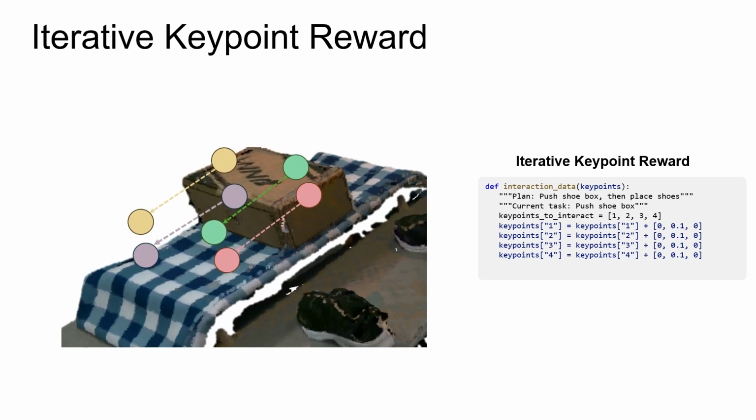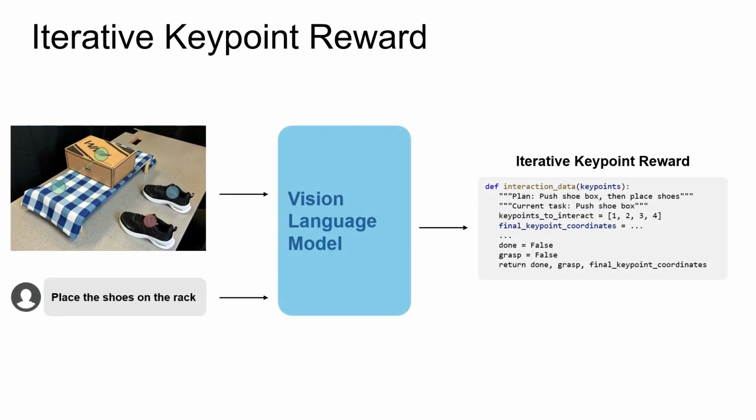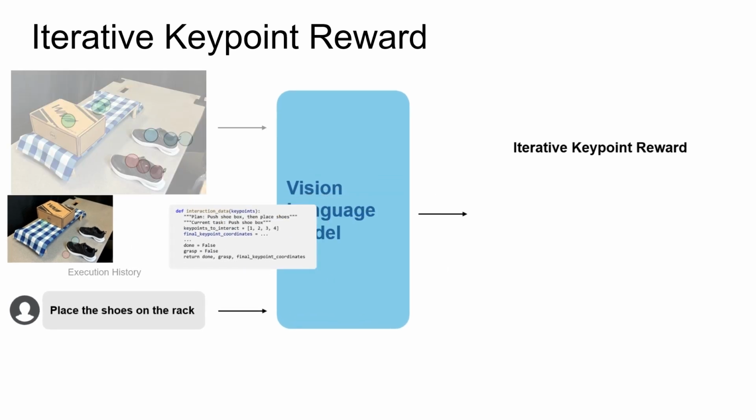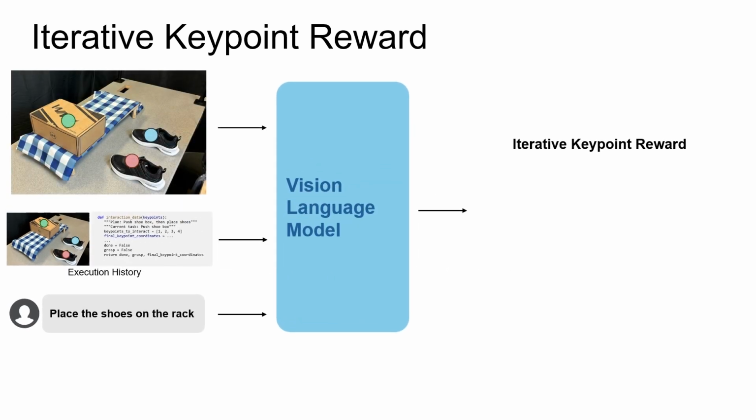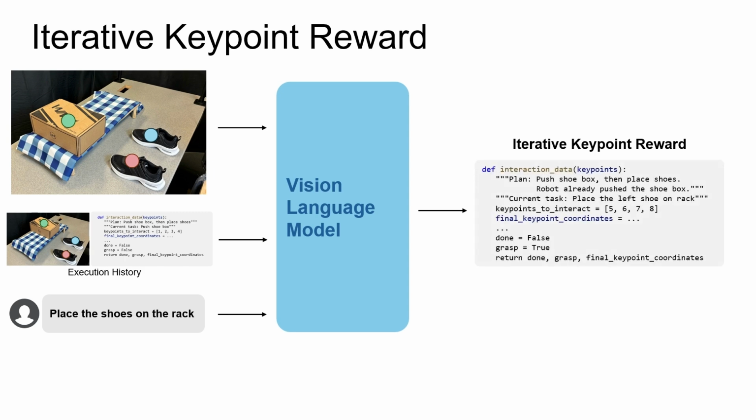Importantly, our keypoints are in 3D, not in 2D. It also predicts auxiliary information like whether we should grasp the object. These, along with keypoints, are used to generate a reward function. For the next step, the previous step's keypoint image and VLM output serve as execution history. Now the VLM takes the current annotated image, along with execution history, to predict for the next step.